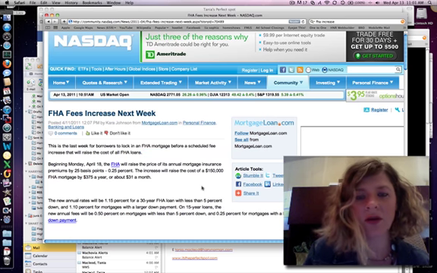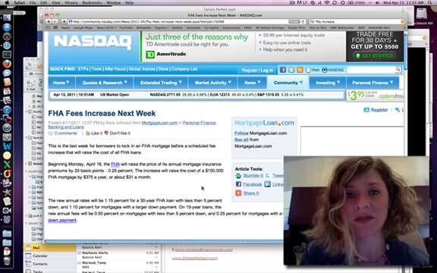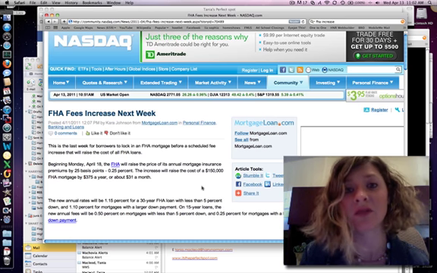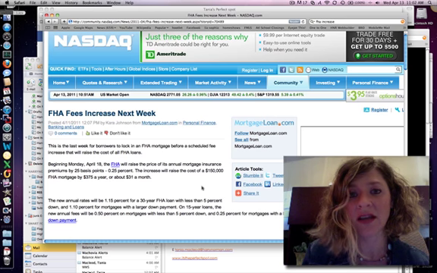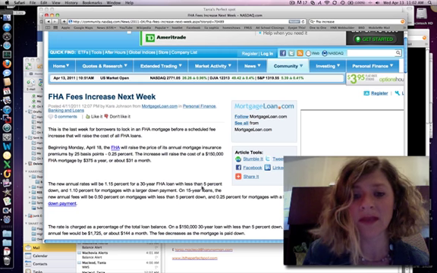And if you are in the process of getting a loan and it's an FHA loan, get that case number assigned ASAP. It's Wednesday right now. You need to get it assigned before Friday, because that way you'll lock in at the lower rate, the current rate. Otherwise, your monthly payment is going to go up.